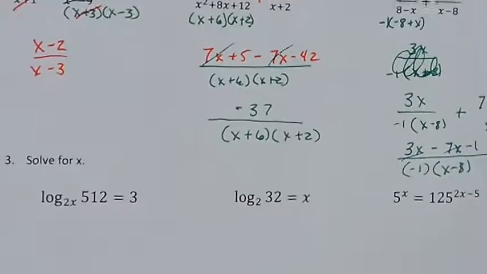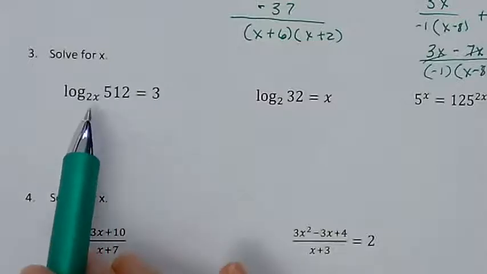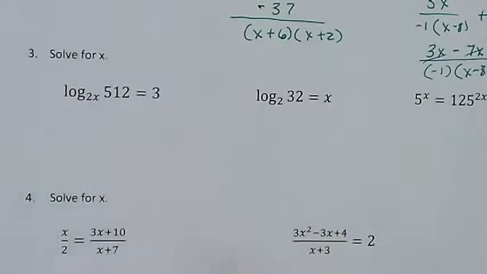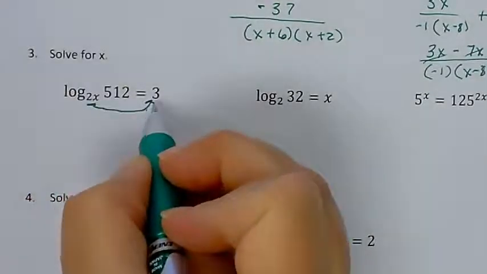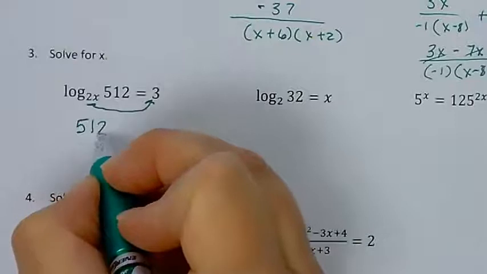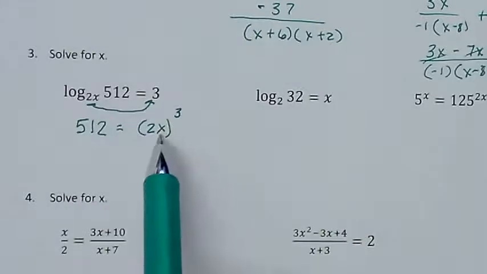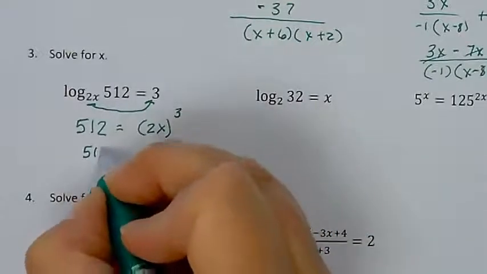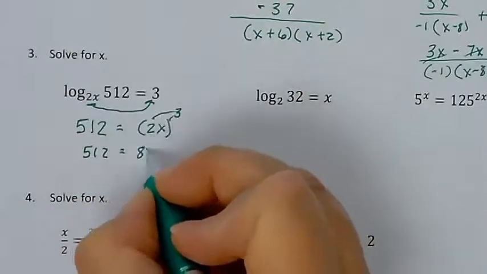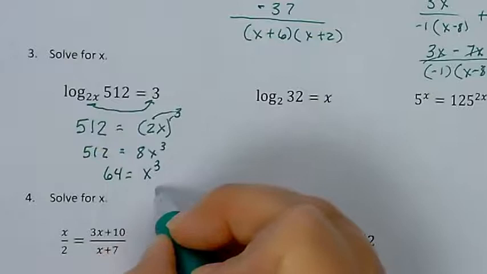So this section says solve for x. So I'm going to think about the fact that I have a log function. And so the way to undo or to solve a logarithm is to turn it into an exponent. So we talked about how this was the base, and it's going to become the base of the other side. So 512 equals (2x), and I'm going to put that in parentheses because I have to remember I want to take all of this base to the third power, not just the x. So 512 equals 8x cubed. Divide both sides by 8, and I get 64 equals x cubed. So x equals 4.